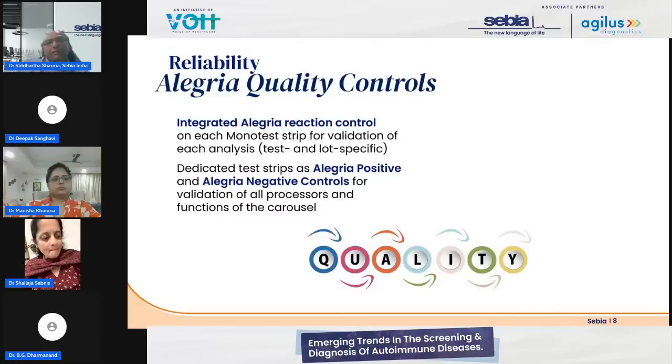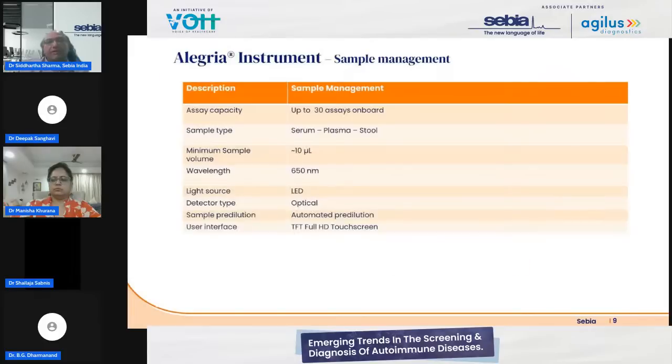Also, apart from the strip controls, we have the Allegria positive and negative controls, which validate all the processes and the carousels present in the instrument. So basically there are two control checks in this instrument: the strip control and the instrument control, which is the Allegria positive and negative control.